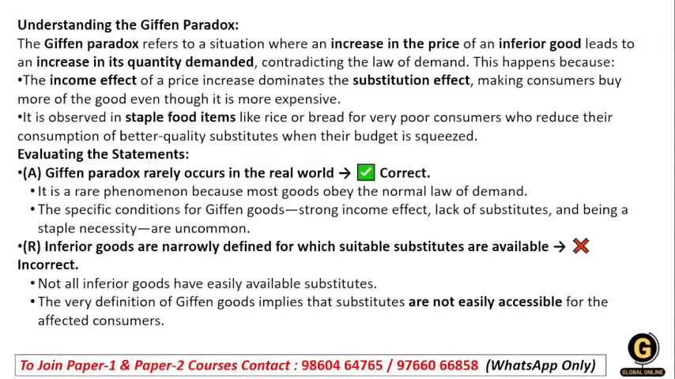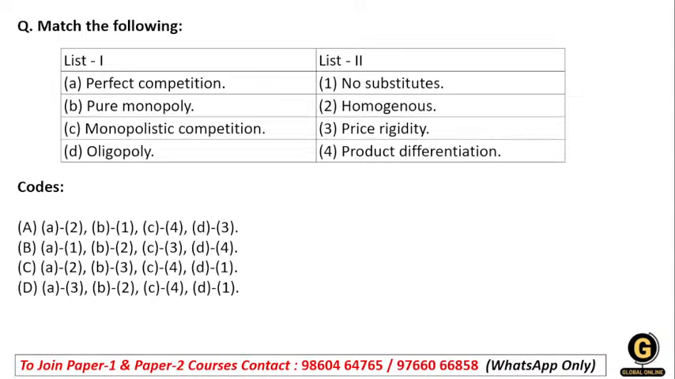Okay, next question, student, we have match the pair. We are going a little bit faster because these are basic questions which we are taking for revision. Perfect competition you can match with no substitute. Pure monopoly, this is homogeneous. Monopolistic competition, price rigidity, and oligopoly, product differentiation. Just a minute, I made something wrong: oligopoly is price rigidity, and monopolistic competition is product differentiation. So option number A will be the right answer.